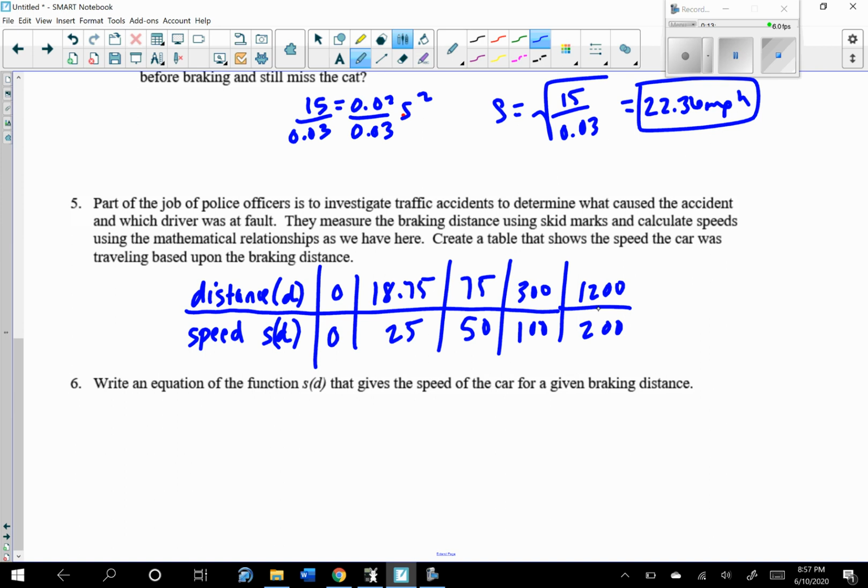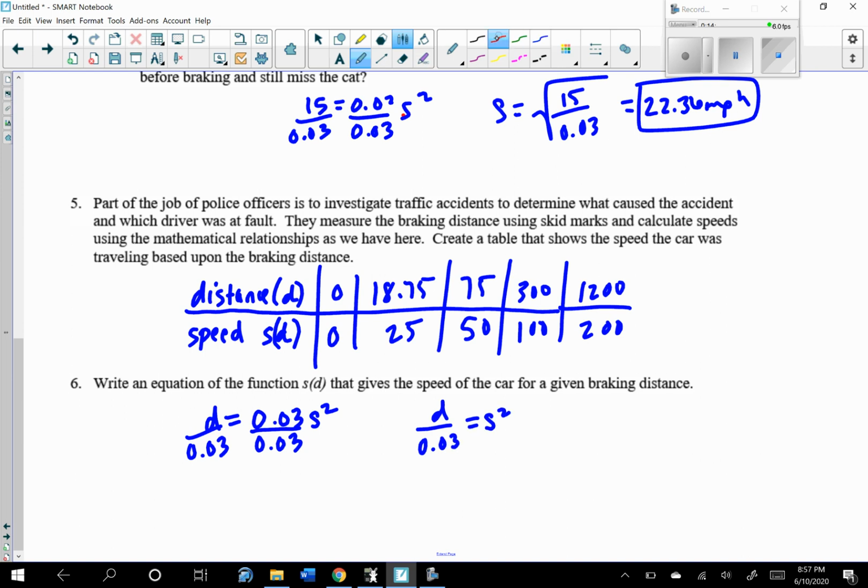Then it says write an equation for the function s of d that gives the speed of the car for a given braking distance. So we have the distance equals 0.03 s squared. So now we want to solve for s to write our new equation. So what do we do first? We do the order of operations backwards. So divide both sides by 0.03. So now we have d over 0.03 equals s squared.